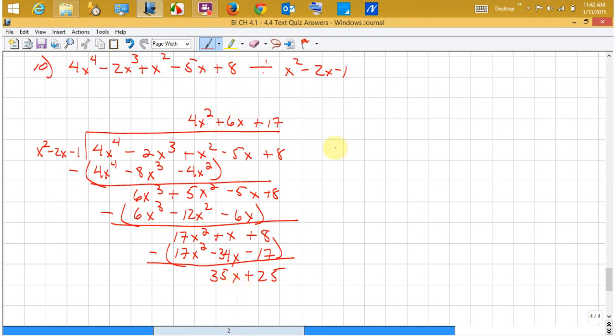So my answer is going to be 4x squared plus 6x plus 17, and writing the remainder as a fraction would be plus 35x plus 25 all over my divisor, which is x squared minus 2x minus 1.